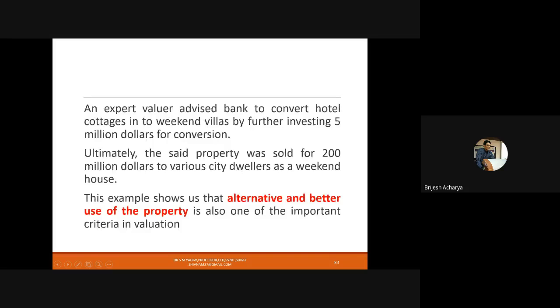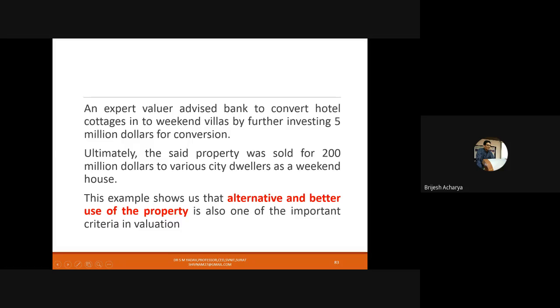An expert valuer advised the bank. The bank approached the valuer because it had given a $40 million loan to this property, and as the occupancy rate is low, the bank may not get its installments because of the economic loss the property suffers. So what did the valuer advise? An expert valuer advised the bank to convert the hotel cottages into weekend villas, by further investing $5 million for conversion.